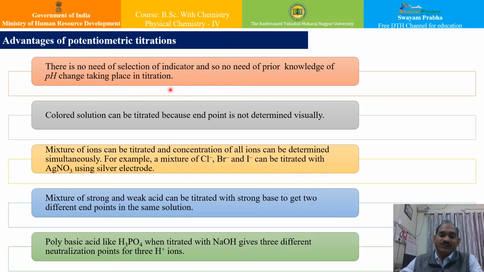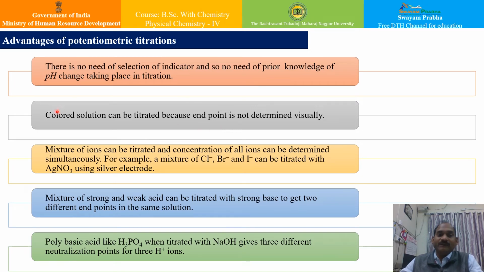You can carry out titrations wherein you do not have any significant indicator, based on this particular principle. You can carry out the titrations of colored solutions as well, wherein the endpoint is otherwise determined visually. So you don't need to be worried about the color change.